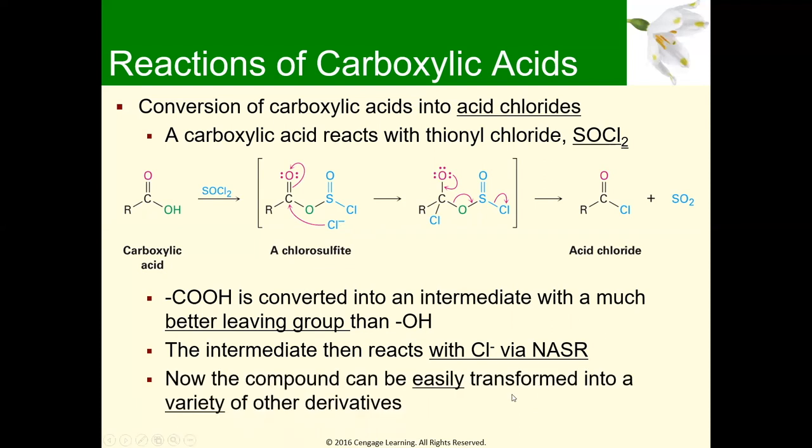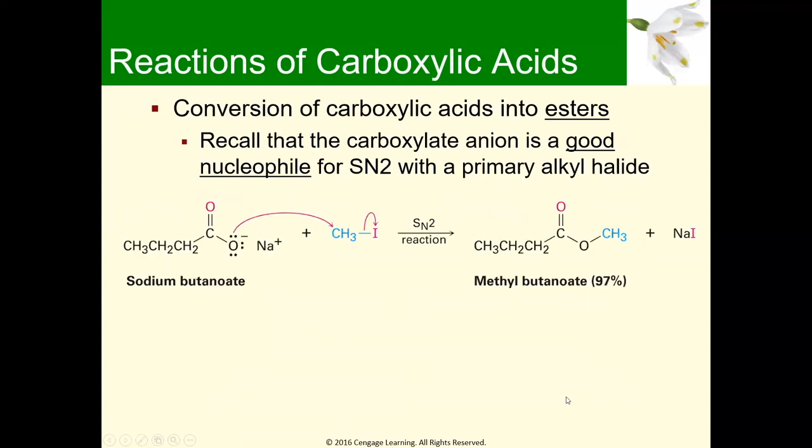All right, so the bottom line is that now the compound can be easily transformed into a variety of other derivatives. As you saw from the previous chart, this acid chloride is the most reactive of the bunch. So now I've got something that can be transformed into a lot of different other compounds. You kind of take a stop along the way by creating this acid chloride that's easily transformed into a lot of different other things. Okay, so that's one way.